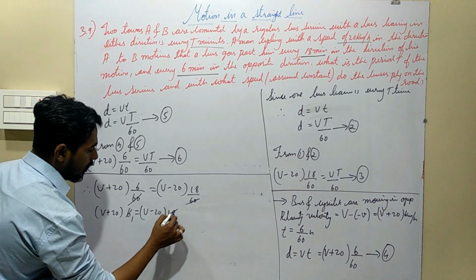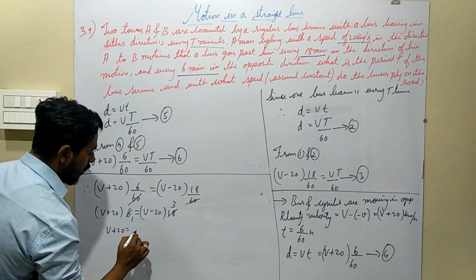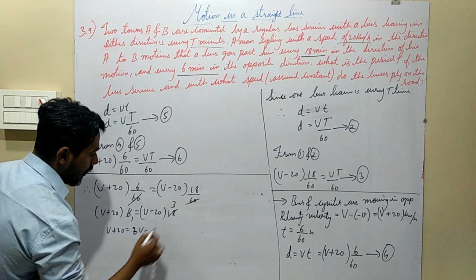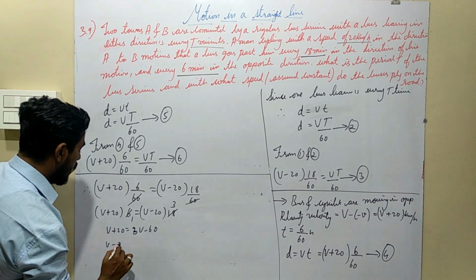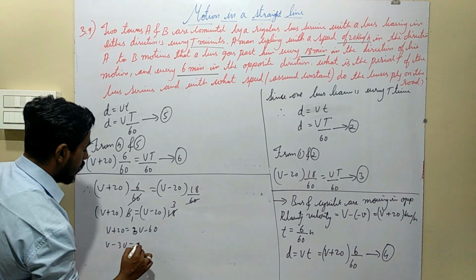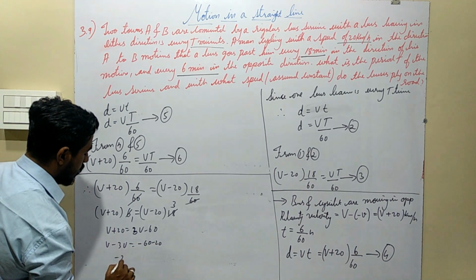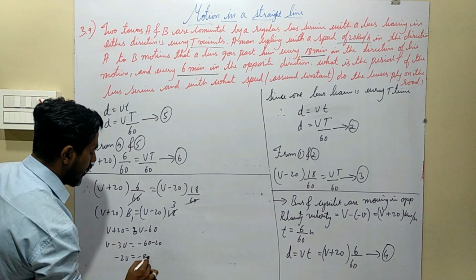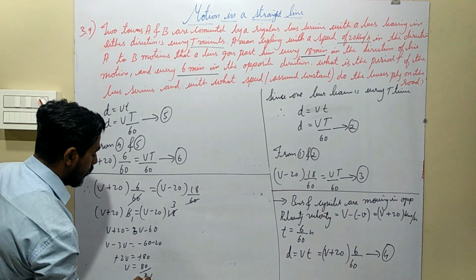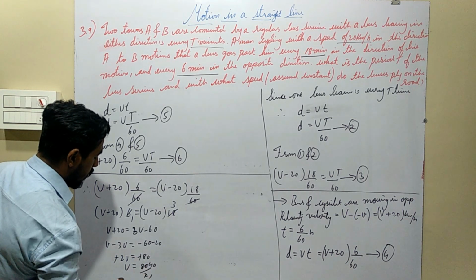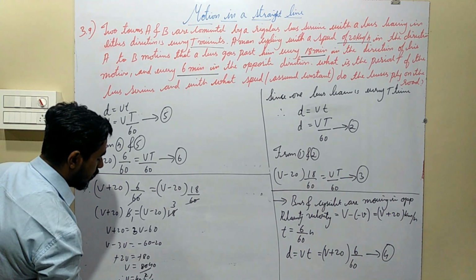This will be 6 ones are 6, 3 sixes are 18. Therefore v plus 20 is equal to 3 into v, that is 3v, minus 3 times 20, 60. Therefore this will be v minus 3v is equal to minus 60 minus 20. Therefore minus 2v is equal to minus 80. Minus gets cancelled. V is equal to 80 by 2. Twos are 40. Therefore V is equal to 40 meter per second.